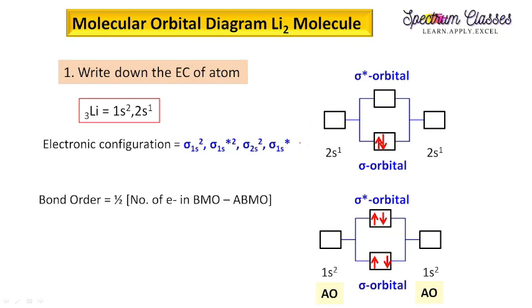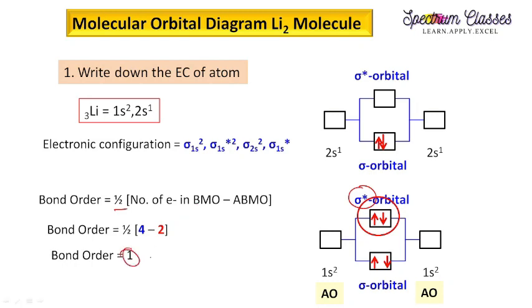Now coming to the next, how to calculate the bond order. Bond order is equal to 1 by 2 of the number of electrons in bonding molecular orbitals minus the number in antibonding. These are the bonding molecular orbitals, and those represented by stars are anti-bonding. So 4 electrons in the bonding molecular orbitals and 2 electrons in the anti-bonding molecular orbitals. On solving this, we get a bond order equal to 1. It means lithium has one bond in between, right?